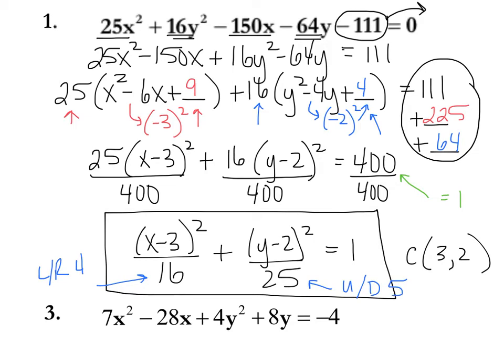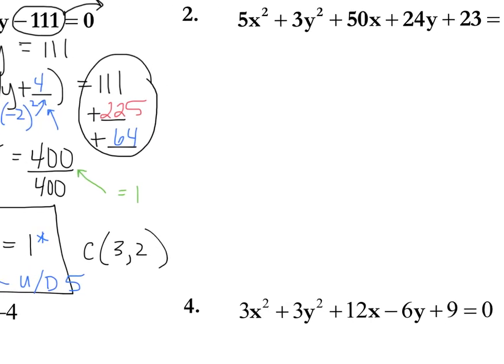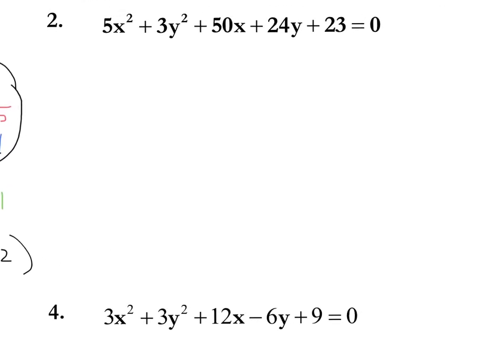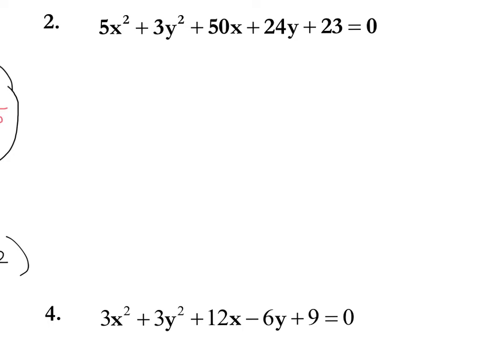And make sure that it has to equal 1 on the right hand side. So that's why we divided everything by 400. Okay, that's example number 1. It looks like a lot of math right there. It can get kind of messy, so you've got to keep everything straight, nice and lined up. Alright, let's try the second one.